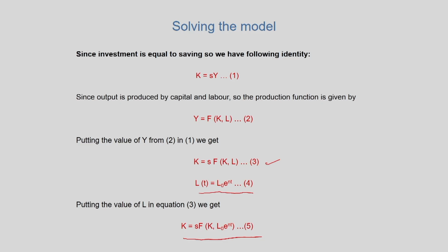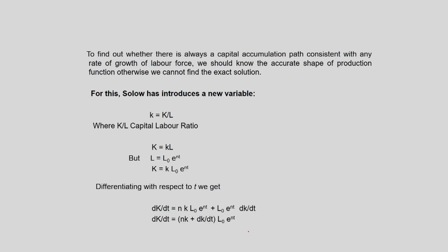However, we have to now differentiate this equation with respect to time to be able to see how, over time, the capital accumulation per worker equation reads. So for this, we need to differentiate with respect to time, and here Solow introduces a new variable, which is basically the capital labor ratio. k is equal to small k is equal to K by L. So if we rewrite this equation, it would read like this: capital stock K is equal to k into L0 e^(nt).